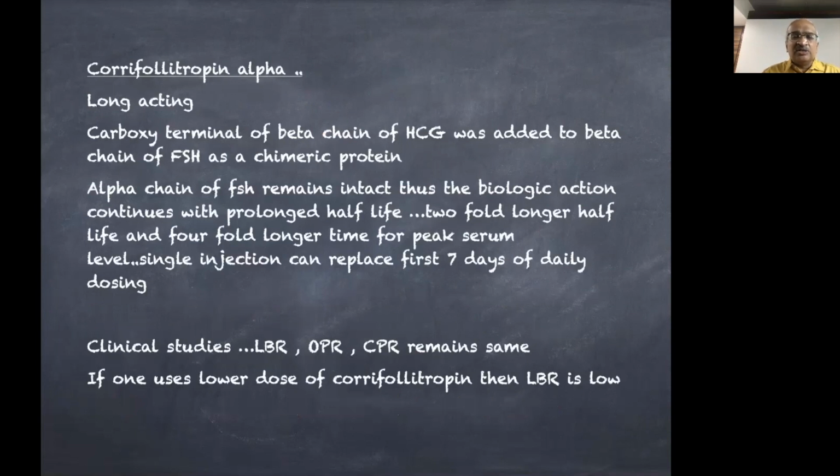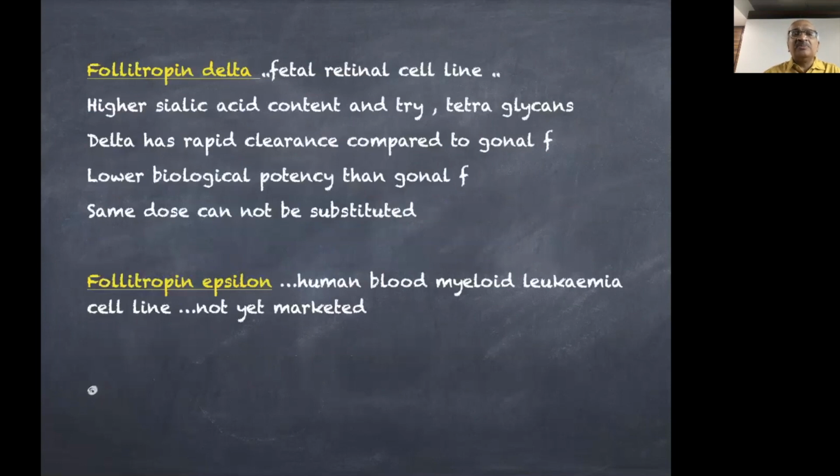And the clinical studies which have been published are saying that the live birth rate, ongoing pregnancy rate, and clinical pregnancy rate remain the same. But if you use a lower dose of follitropin alpha, your live birth rate may suffer. There's something called follitropin delta, which is not yet available to us. It is from the fetal retinal cell line, and follitropin epsilon from the human myeloid leukemia cell line. It is not yet marketed to us, and probably the future of gonadotrophins could be here.